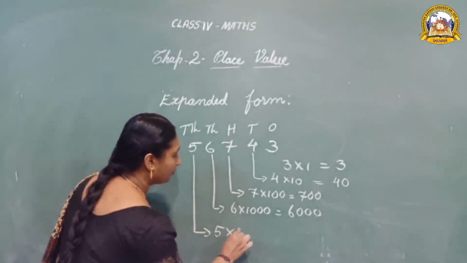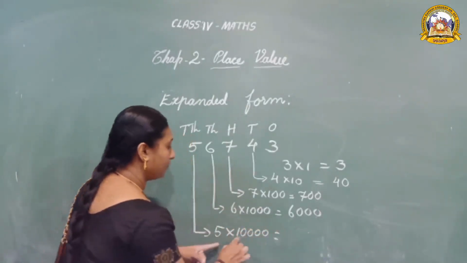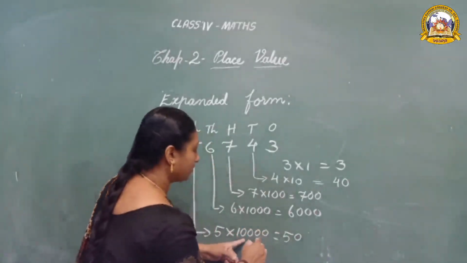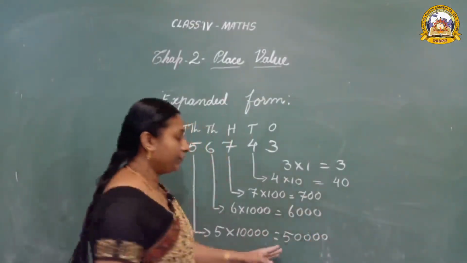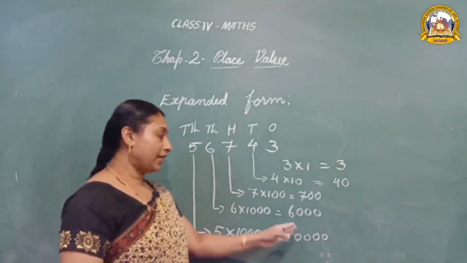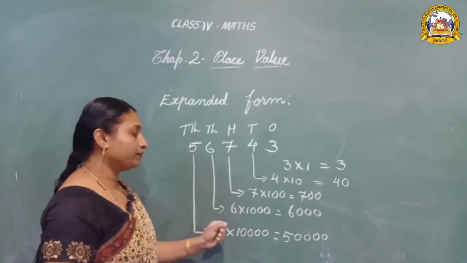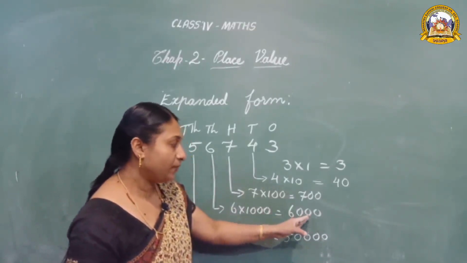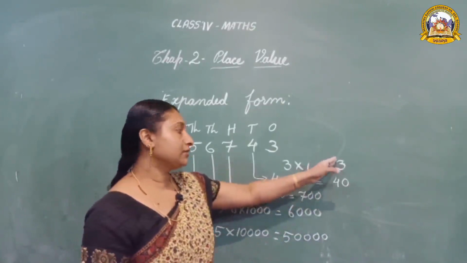5 into 10,000. 5 ones are 5. Then how many zeros are there? 4 zeros. 1, 2, 3, 4. 50,000. Now let us write its expanded form. 50,000 plus 6,000 plus 700 plus 40 plus 3.